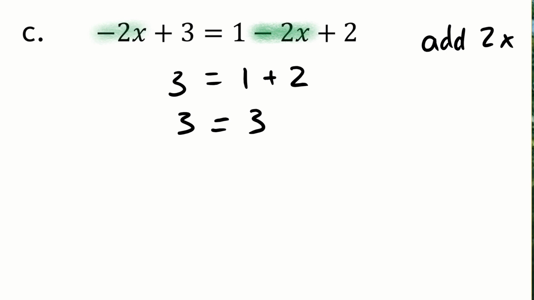So that means, again, the negative 2x didn't matter in this situation. I could have picked any value I wanted to, and it would have always been the case that this equation would have been true regardless of the value of x that I selected. So when this happens, we say our solution is all real numbers.